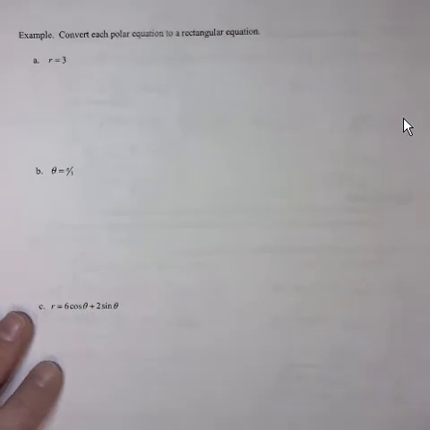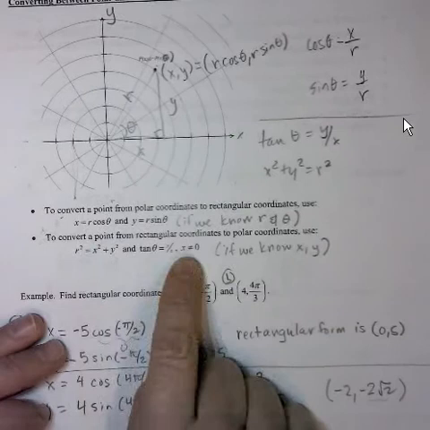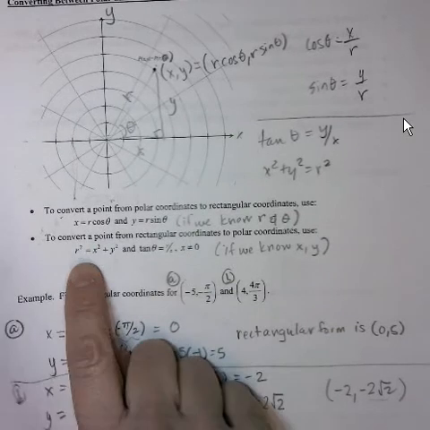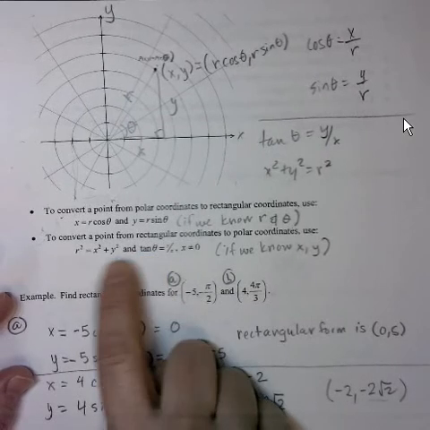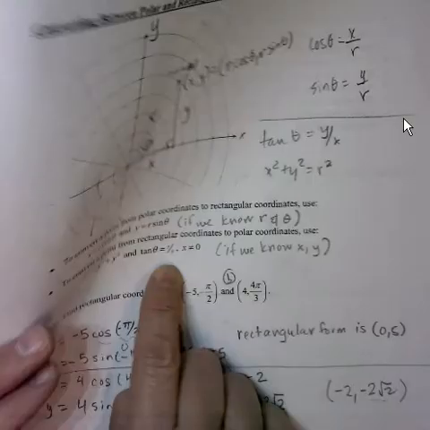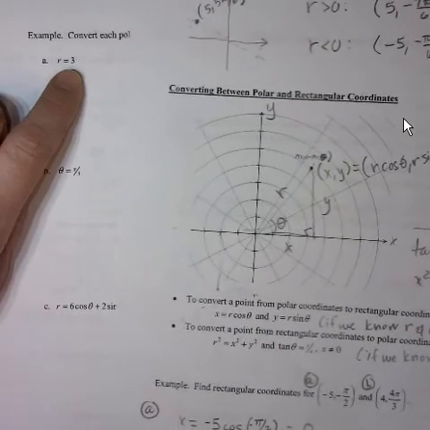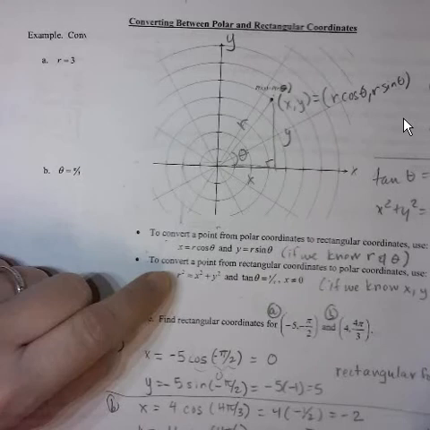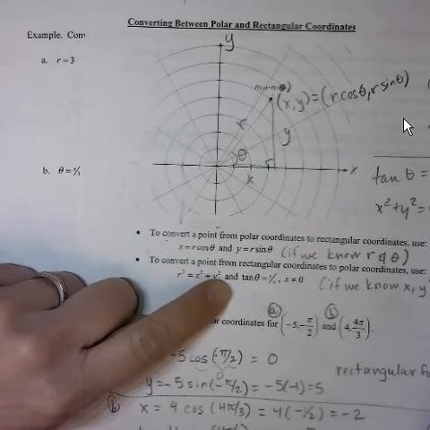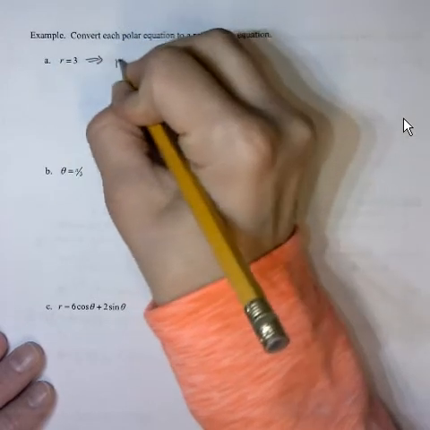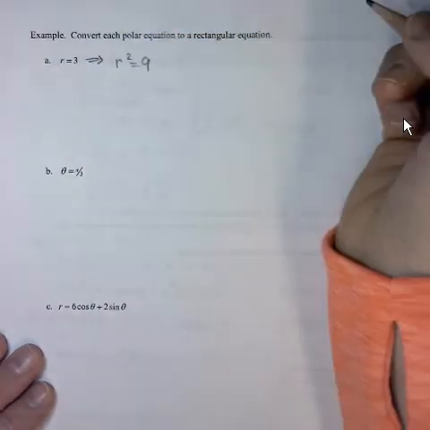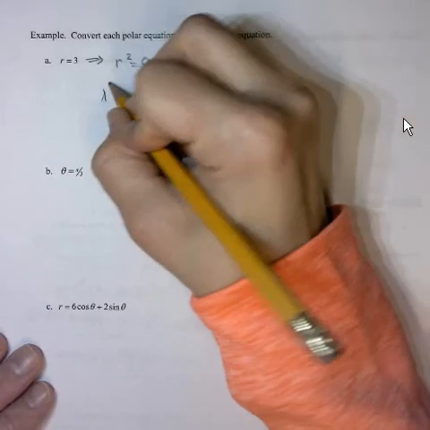So again, you need to use these equations that we derived, somehow getting either r squared or tangent theta in the equation so you can make these replacements. So r is 3. You could use a square root here, but you could also just say, well, that implies r squared is 9, square both sides, and then r squared is x squared plus y squared.